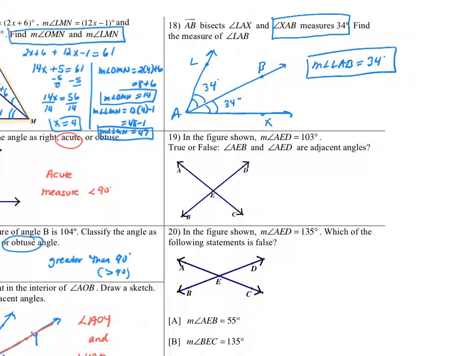Number 19, it says, in the figure shown, the measure of angle AED, which is this angle here, is 103. Then it says, true or false, angles AEB and AED are adjacent angles. So trace them out. So here's angle AEB in yellow, and here is angle AED in green. And it's true that they are adjacent angles because they share the side EA in common. So true.